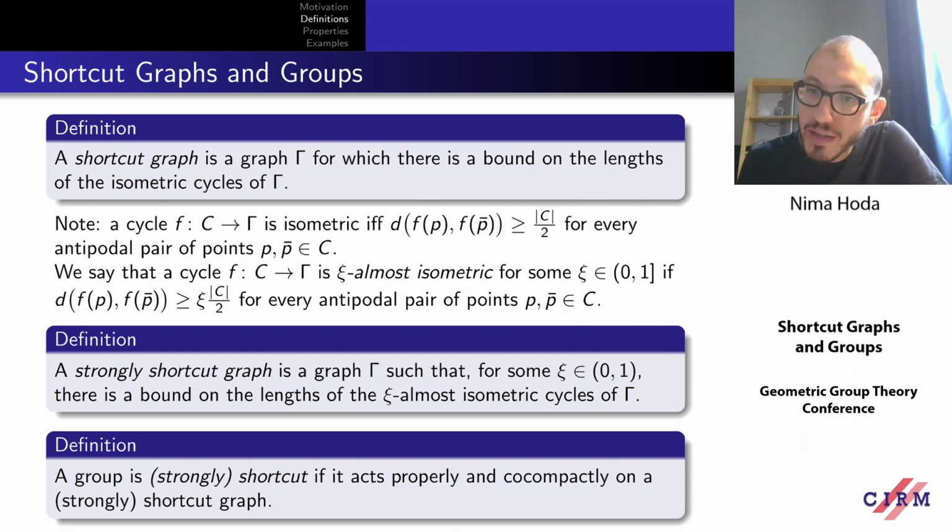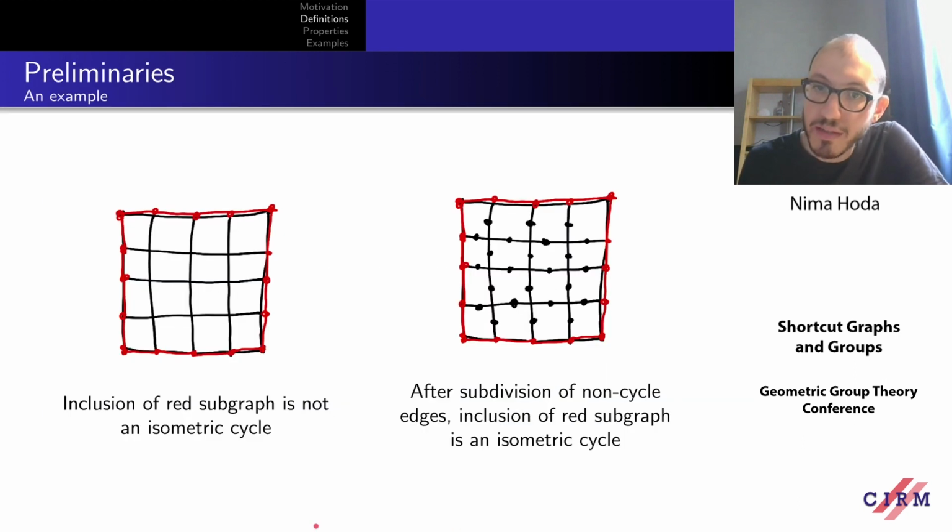But maybe I'll just go back to the previous slide for a second. So this example here on the left again, which we said is not isometrically embedded, it is 1/2 almost isometrically embedded, because the worst distortion factor we get is between this point and this point, and that's a distortion of 1/2. But it's not 1/2 plus epsilon almost isometrically embedded for any epsilon greater than 0.